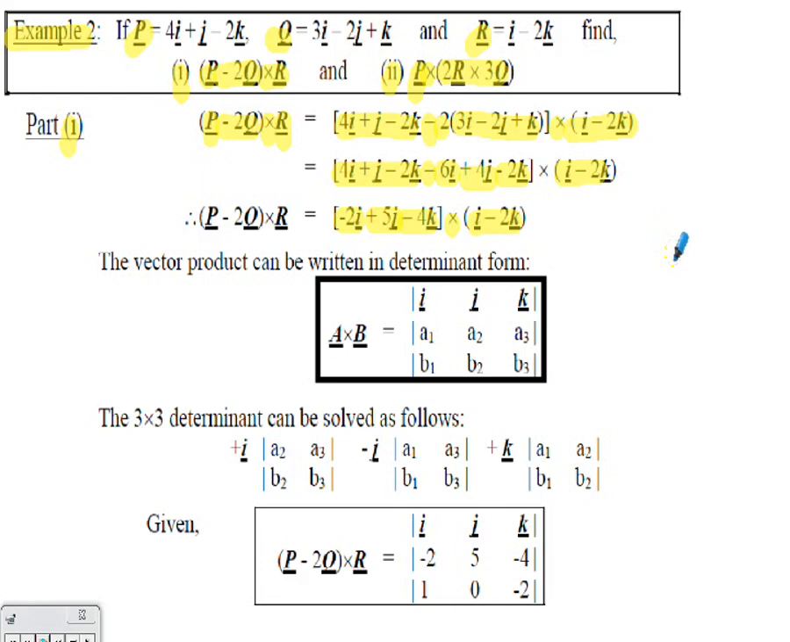So now we can use determinants to multiply the bracketed term by vector r. So putting that into our determinant form, p minus 2q all times the vector r on our i, j and k notation, we will get minus 2, 5 in j and minus 4 in k for the bracketed term p minus 2q from above, and then for vector r we get 1, 0 in the j and minus 2 in the k.